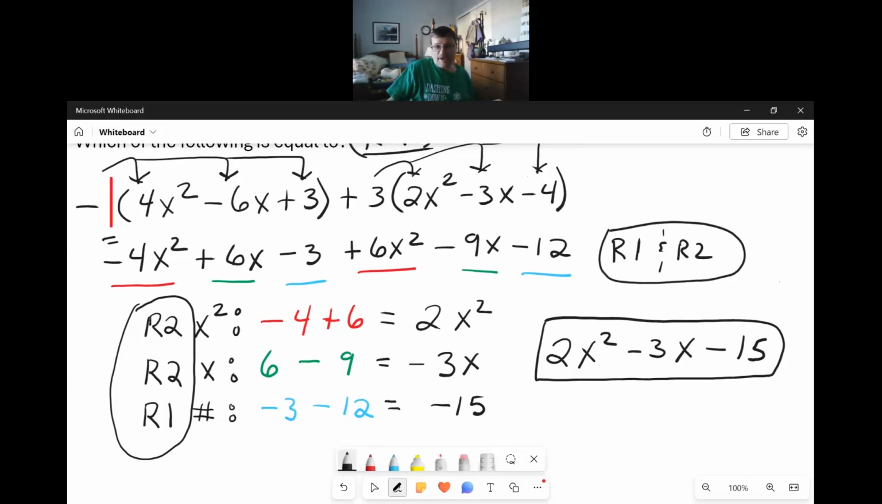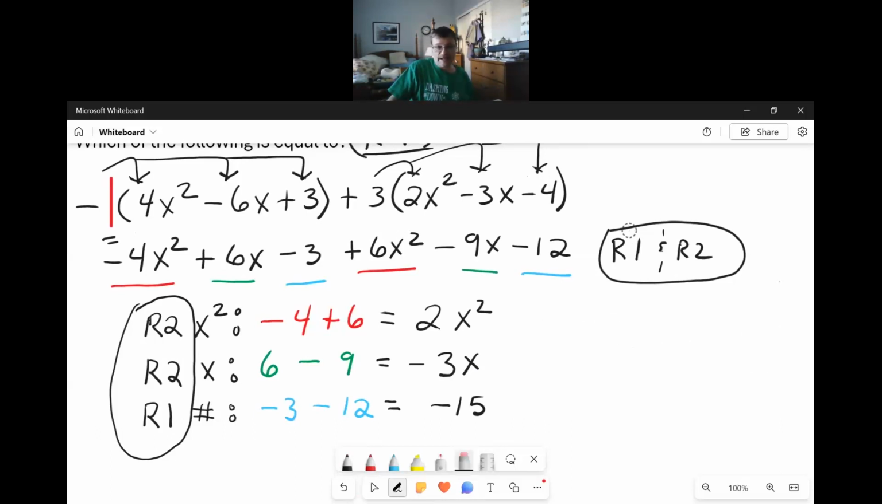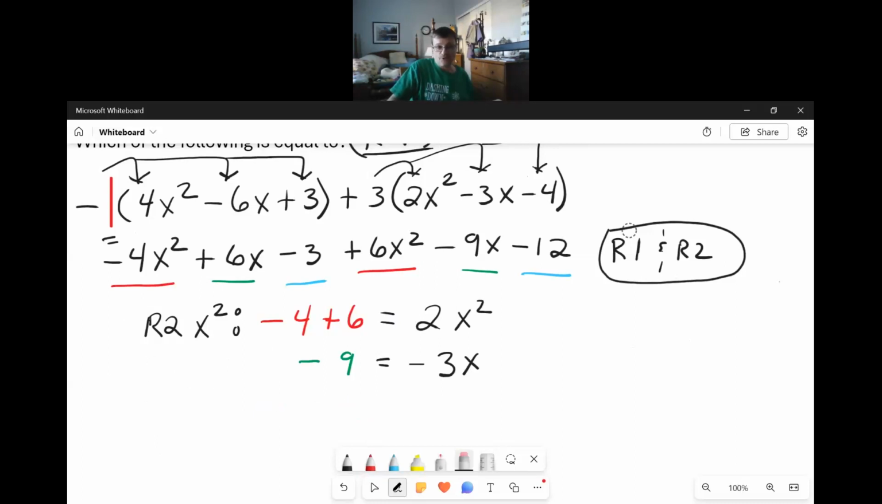So again, it's just examples after examples. That's all. Just got to remember you're going to take care of distributions first, and then you take care of rule 1 and rule 2 in the end.